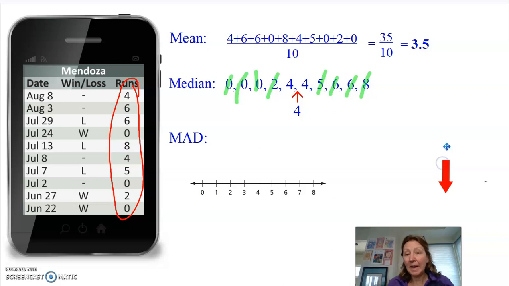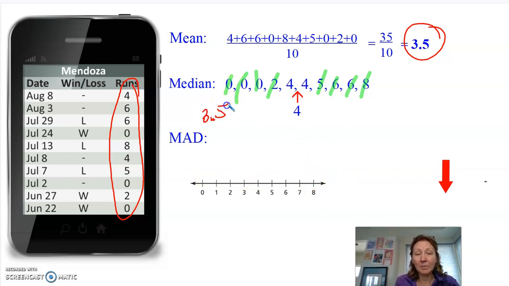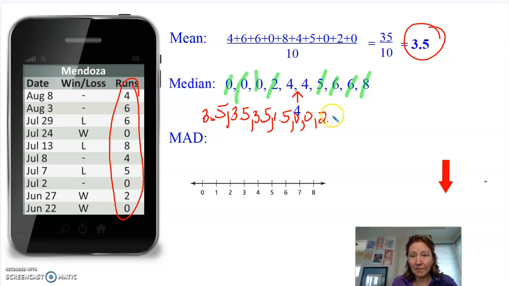Okay, and then for the MAD, one of the ways I can do this is underneath, I could figure out how far each number is from this mean. So I can use a dot plot, or I can just do this. The 0 is 3.5 away. The other 0, 3.5, right? These are all 3.5 away. The 2 is 1.5. The two 4s are 0.5 and 0.5. The 5 is 1.5 away. I can do the math.